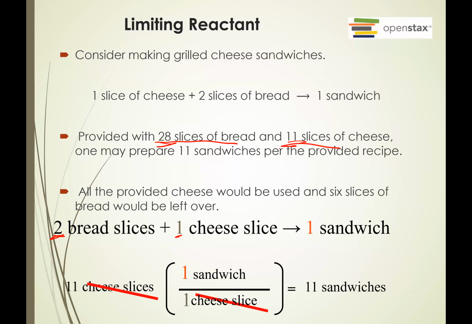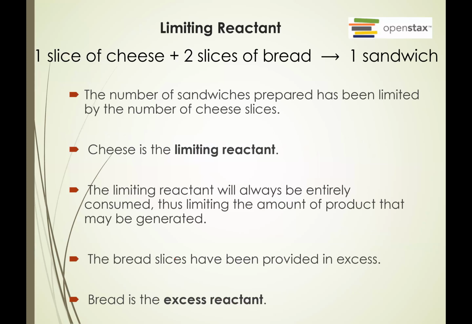So in these limiting reactant problems, you're going to be given 2 reactants. One of them is going to get all used up. The other one's going to be excess or extra. In this case, bread was extra. We don't care about the bread. It's not the one that's going to determine how many sandwiches we can make. So again, cheese is our limiting reactant. Bread is the excess reactant.